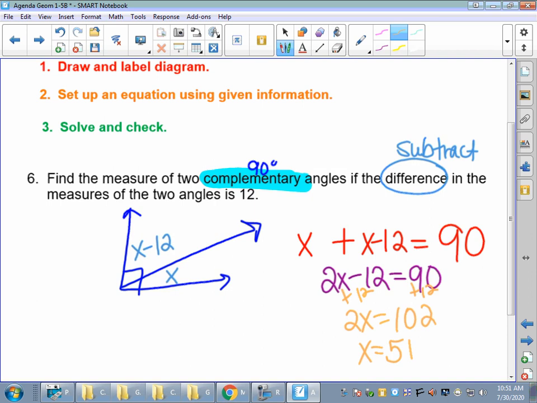Notice the words. I keep trying to say this over and over again. It says to find the measure of two angles. So I know that this guy equals 51. What does the other one have to be equal to? Well, 51 minus 12, right? Because I'm going to substitute that x value in there. So what is that, like 39 or something? So my two angles are 51 and 39.